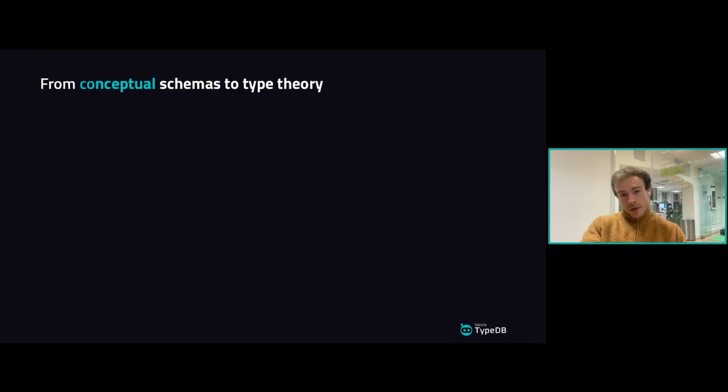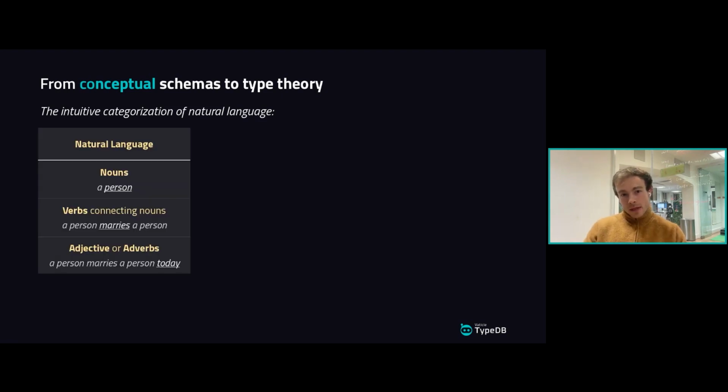So let's see how this works. Let's start with the intuitive categorization of natural language that we usually assume in conceptual modeling. This categorizes language into three categories. First of all, nouns. For instance, a person is a noun. Then verbs connecting nouns: a person marries another person. And finally, adjectives and adverbs, which quantify or qualify either nouns or verbs. So for instance, a person marries another person today.